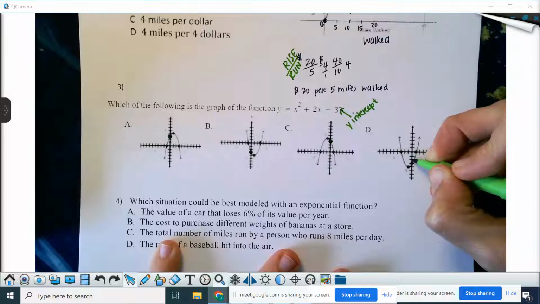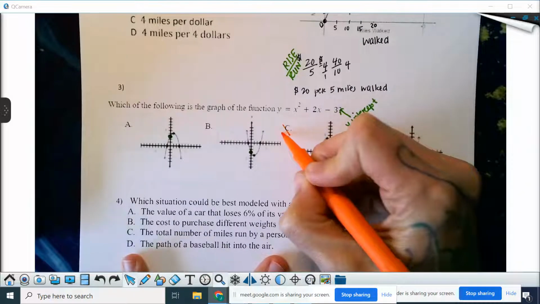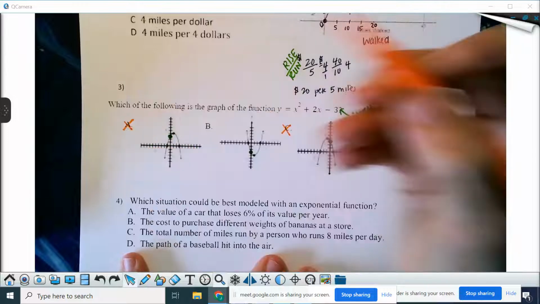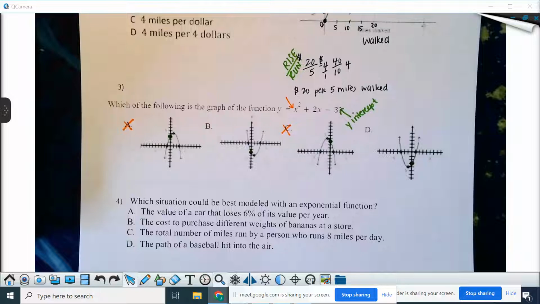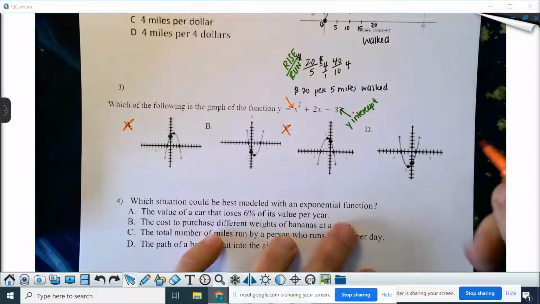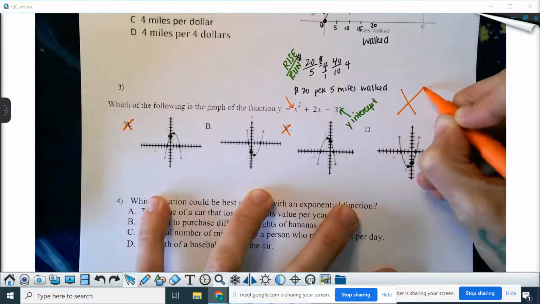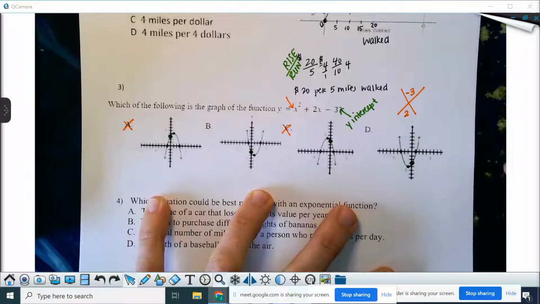Positive 3, negative 3. So at that rate, C's out and A's out. Also, knowing this is a positive function, so the front number is positive, also takes A and C out because they're sad faces. Right, so it's either B or D. And then we're going to look at our zeros. So we're going to factor this guy. I need a negative 3 that will add or subtract to give me 2.